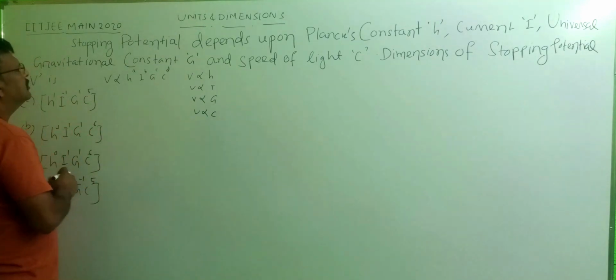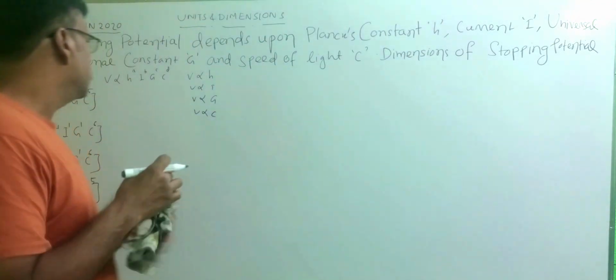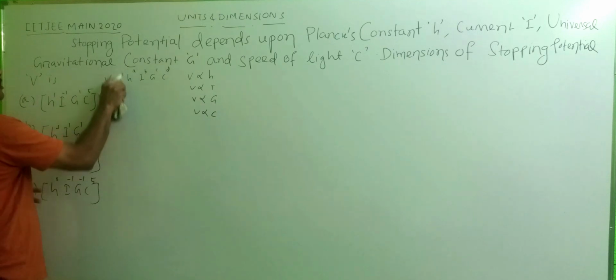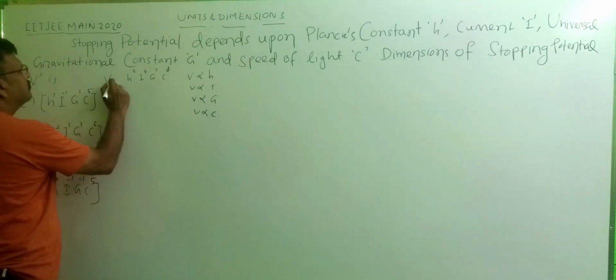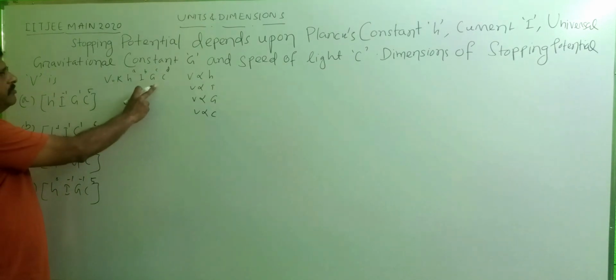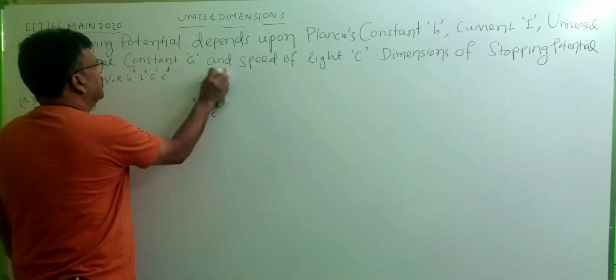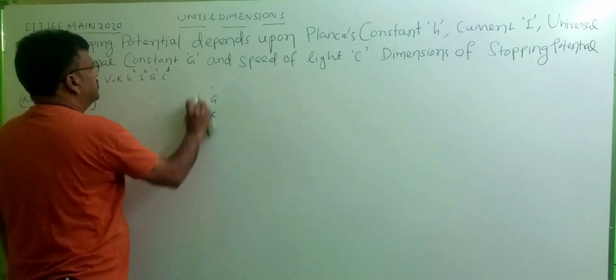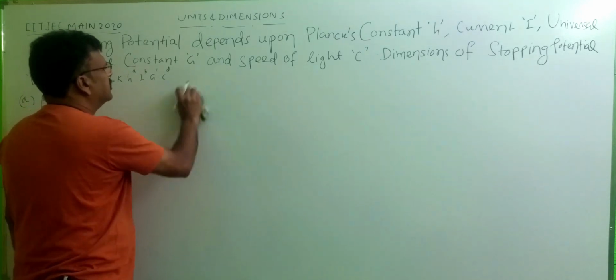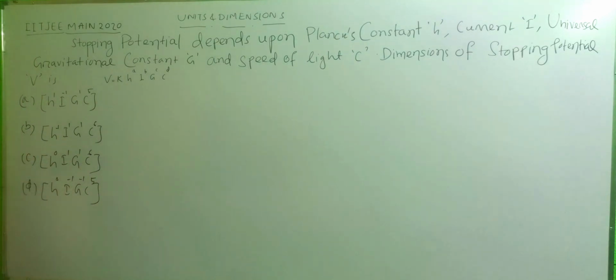Okay, students? Then, we may write that stopping potential V is equal to some constant. This is the constant of proportionality, students. Some constant into h to the power a, I to the power b, G to the power c, and c to the power d. Where h is the Planck's constant, I is the electric current, G is the universal gravitational constant, and c is velocity of light, students.